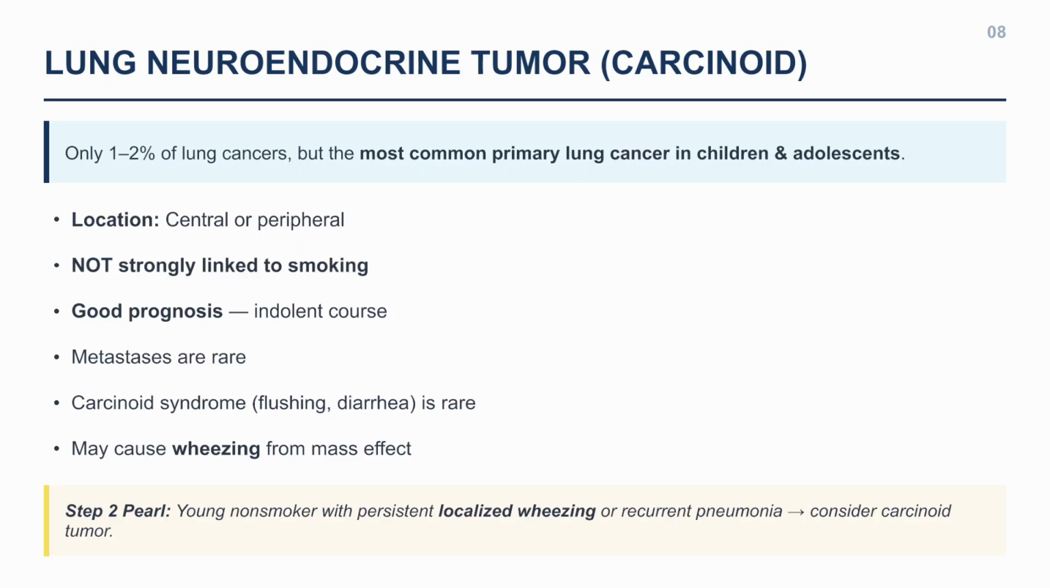Lung neuroendocrine tumor, also called carcinoid, accounts for only 1 to 2% of all lung cancers, but it is the most common primary lung cancer in children and adolescents.